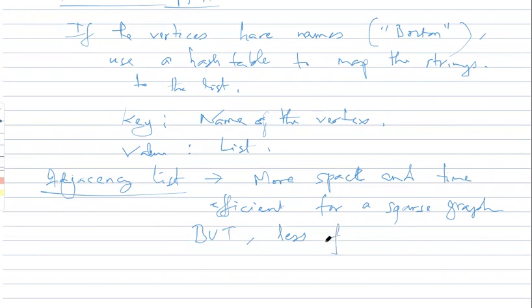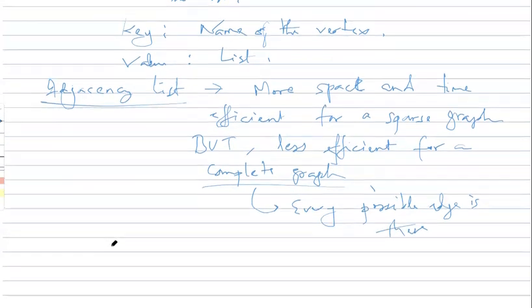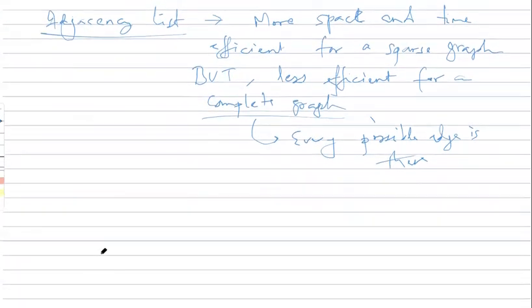less efficient for a complete graph. A complete graph would mean that every single edge that is possible to have in the graph is there. Every possible edge is there in the graph. Okay, is that clear?